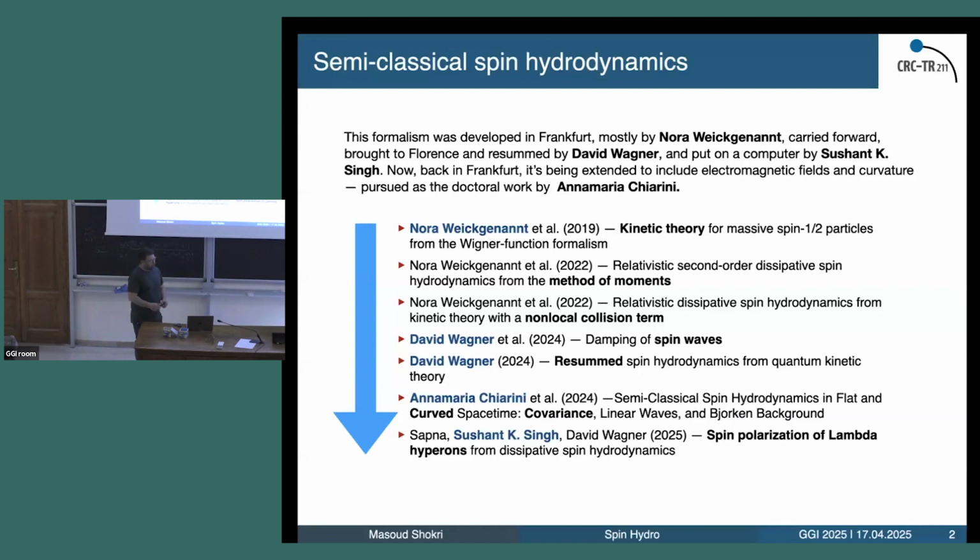Semi-classical spin hydrodynamics is the name that I suggested for the formalism that was developed in Frankfurt by different people, particularly by Nora. Then it was carried forward by David here, and he brought it to Florence, which is a bold move. And then Sushan put it on a computer, and he has some nice results. He will be discussing it at some point in this workshop. And also, this is going to be extended by Anna Maria for her doctoral research work.